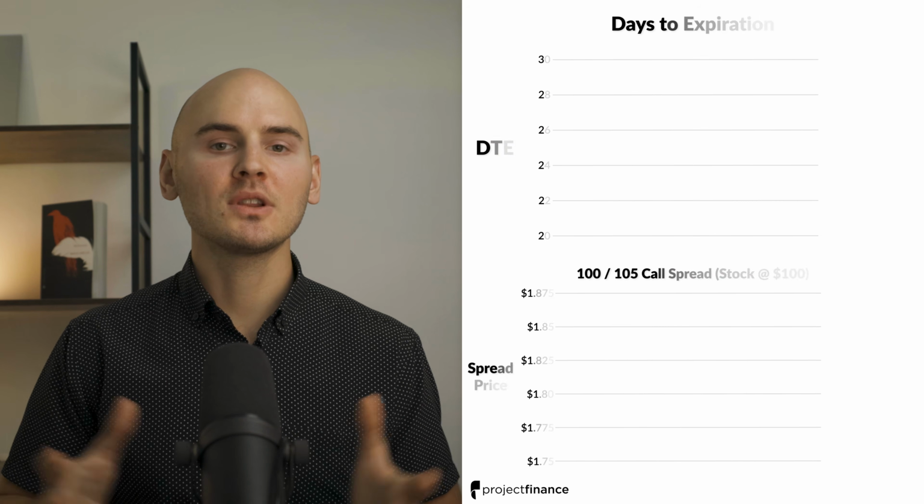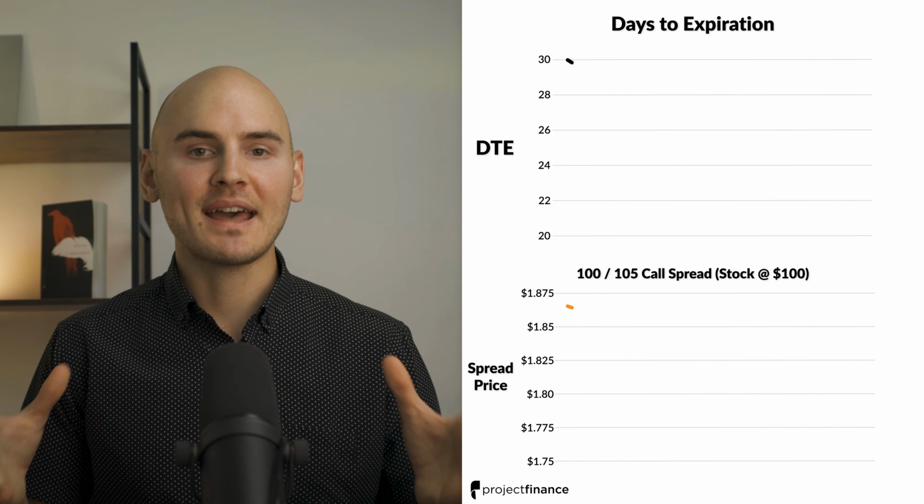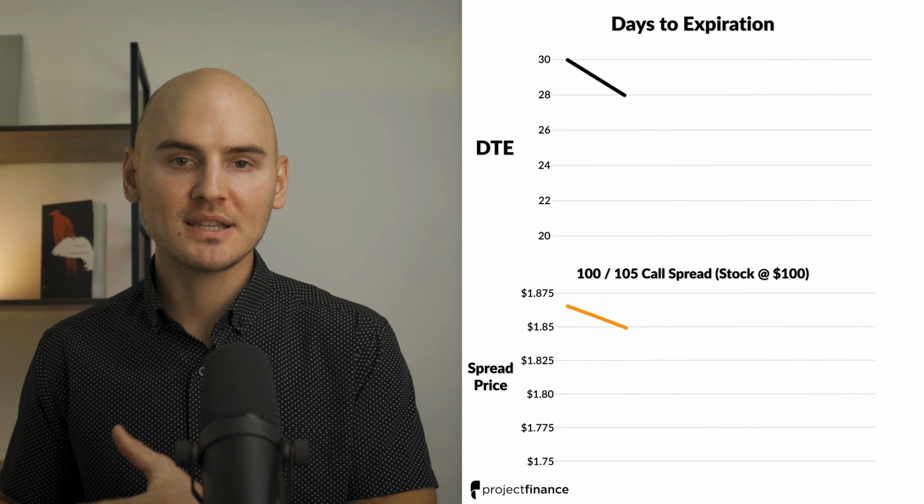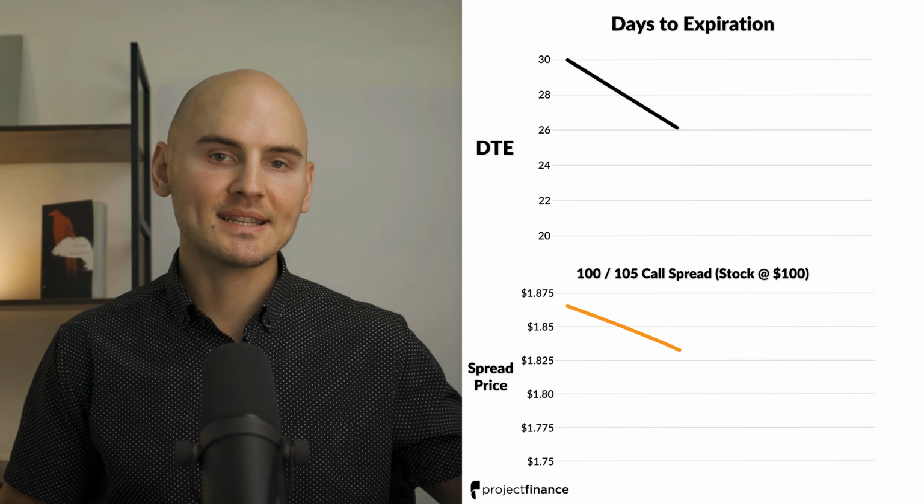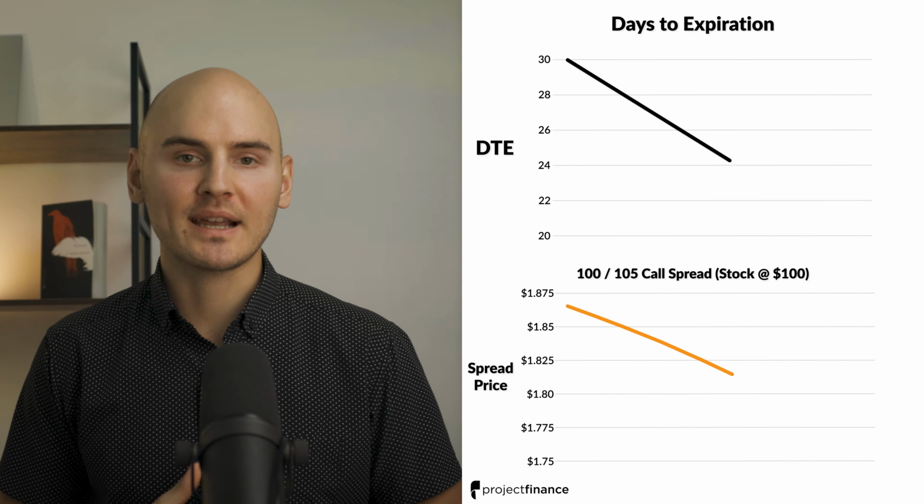10 days. In this first example, we're holding the stock price constant at $100, and that means that the stock price is going to stay at the long call strike price of $100, and this spread will be fully out of the money and consist only of extrinsic value. So when we look at this graph, we can see that the spread's value steadily decreases as we go from 30 days to expiration to 20 days to expiration.